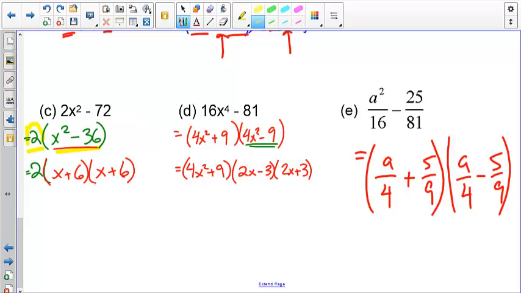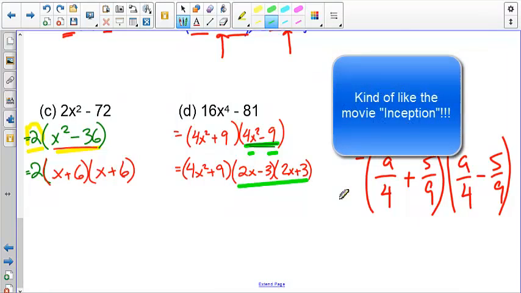Question D is interesting and unique because with question D, you do your difference of squares factoring and you get the first line there, but that thing that I've just underlined in green, 4x squared minus 9, that too is a difference of squares, right? Because 4x squared is square rootable and 9 is square rootable, and so that guy can be difference of squares factored as well. Okay, so that's kind of interesting. It's kind of like a difference of squares inside of a difference of squares.